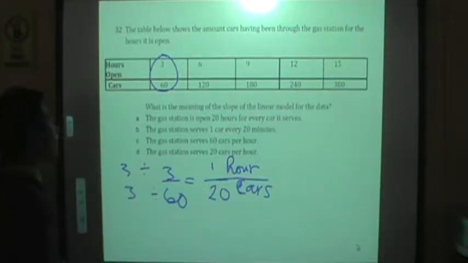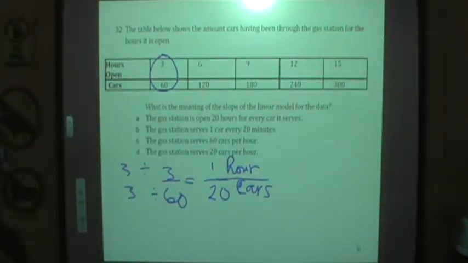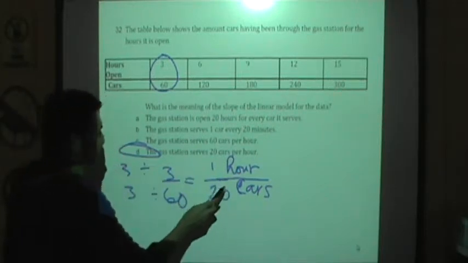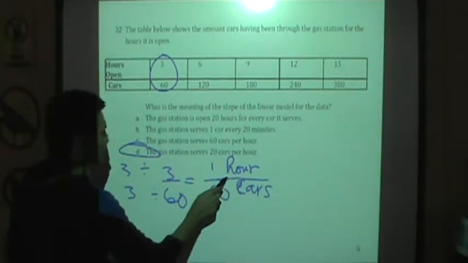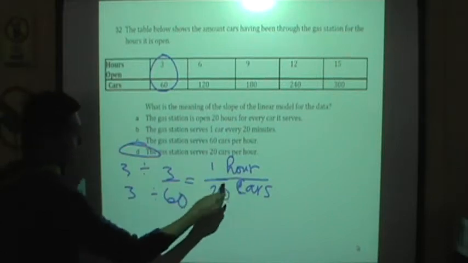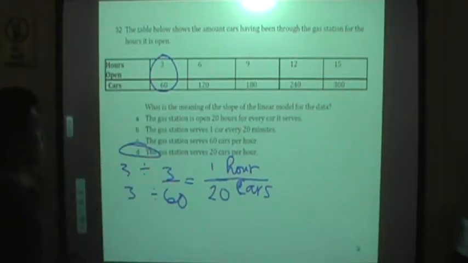What do you think now will be the answer there? Okay, so that means the answer is D. The gas station serves 20 cars per hour, or 1 hour per 20 cars.